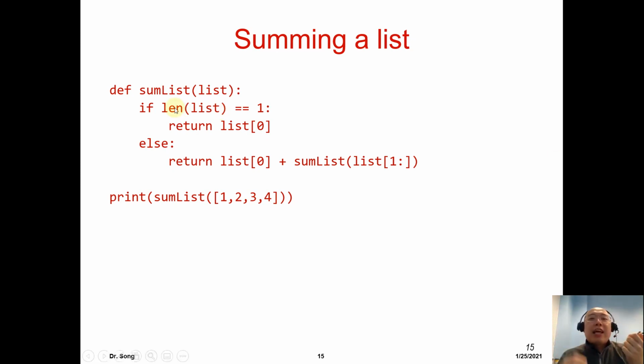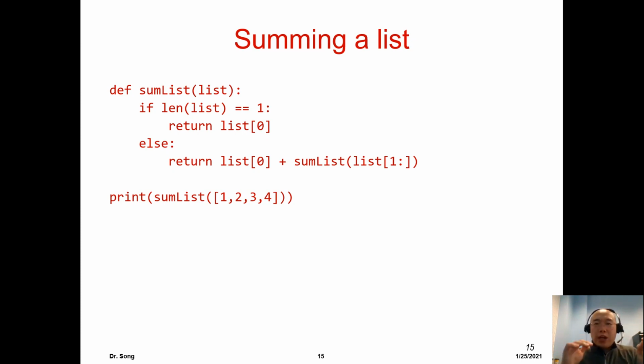If the length of the list is 1, then we only have one value in the list, and what's the sum? The sum of a one-value list is the value itself. Right? Okay, we are going to put that into a base case. That is, if the length is 1, we return the value of the first item, because that's the only item in the list.